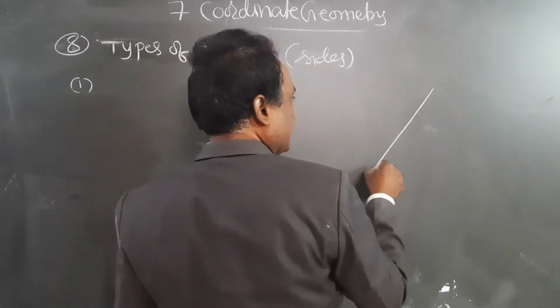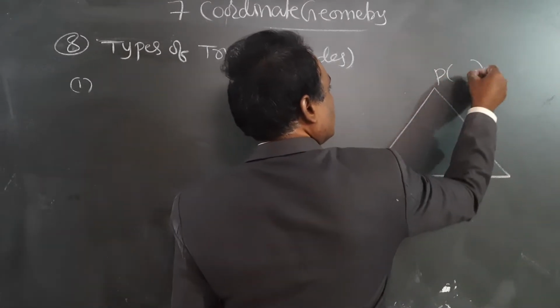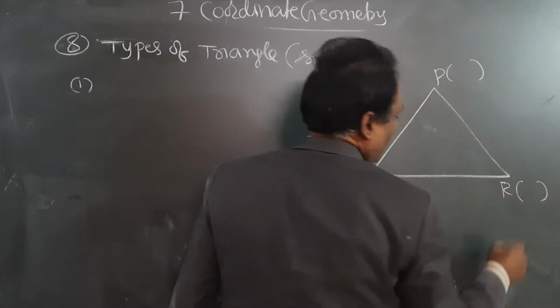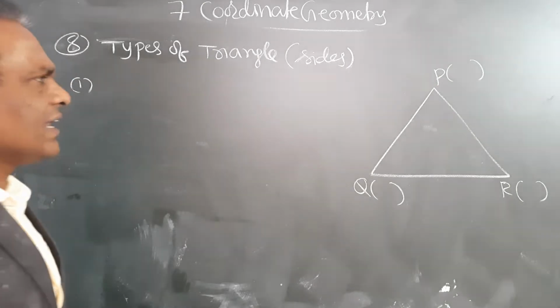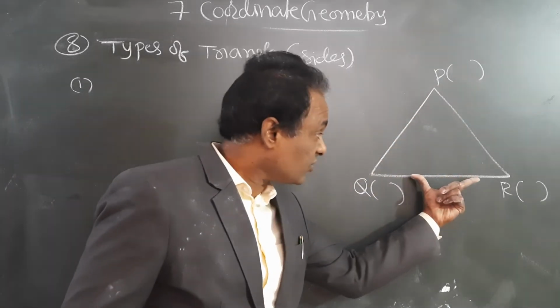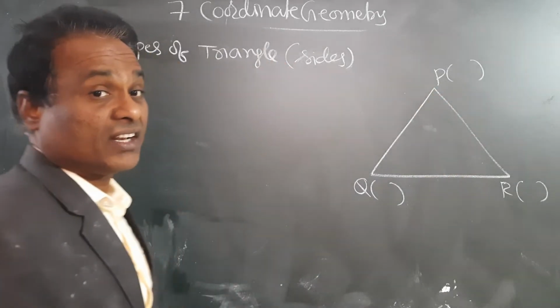Students, see here. Suppose this is a triangle. This point is given, this point is given, this point is given. 3 points are given. Then using the distance formula you can find the PQ length, you can find the QR length, you can find the PR length. We can find the 3 sides.